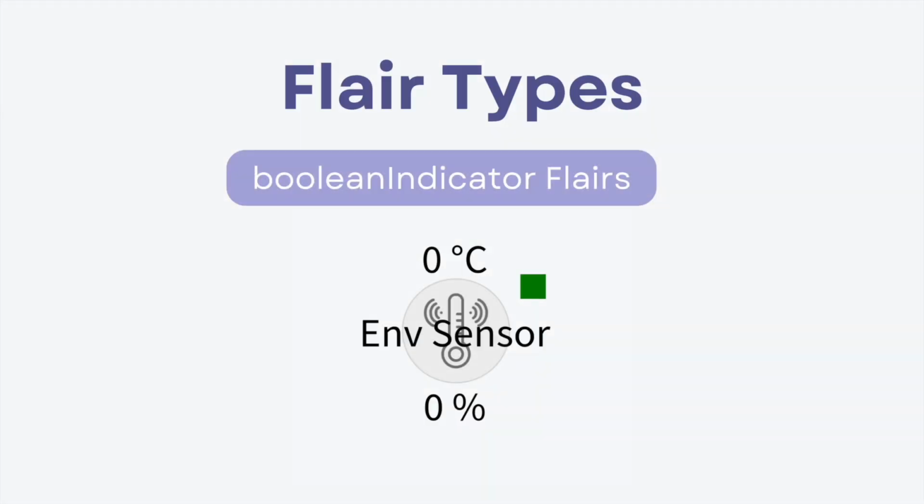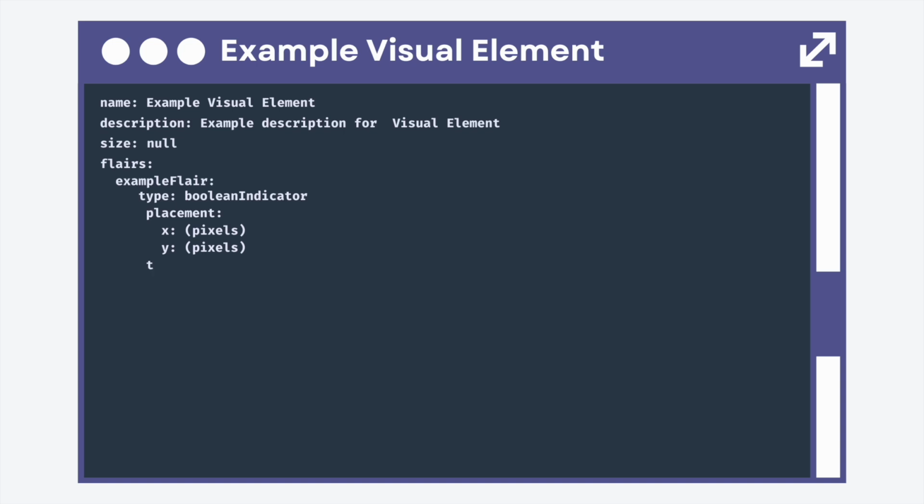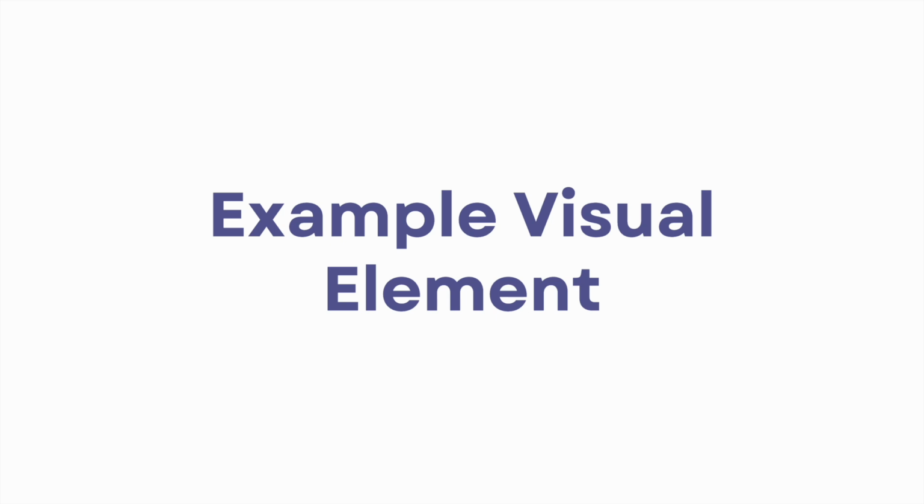And lastly, we have a Boolean indicator, which provides a visual indication for a Boolean value. You are able to assign the color of the true and false indicator as a string as long as it follows CSS format. Here is an example visual element that includes all of the supported flare types.